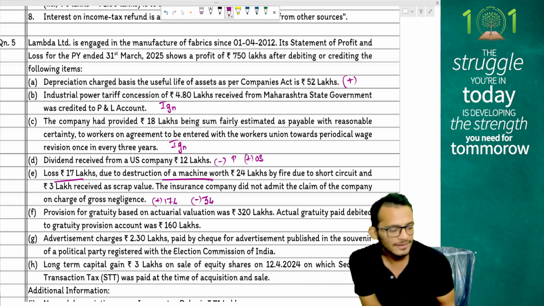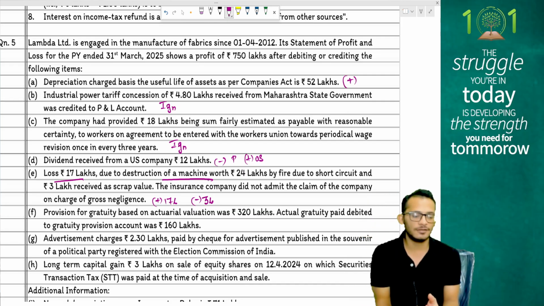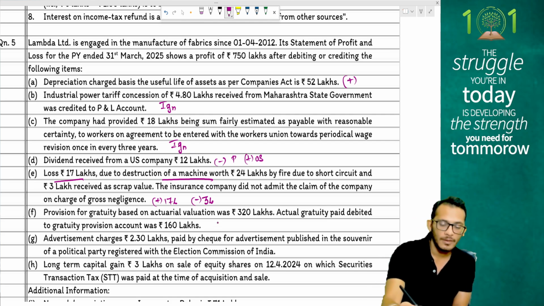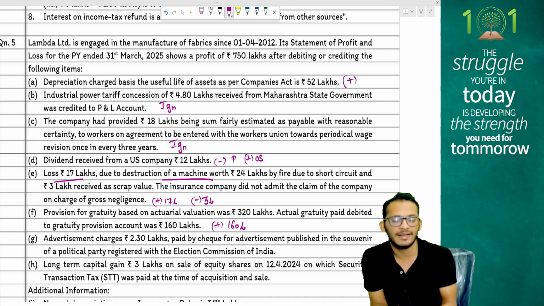Yes. Next, provision for gratuity is based on actual valuation of 320 lakhs. The actual gratuity paid is only 160 lakhs, same as earlier questions. We are doing 43B, therefore disallow 160 lakhs. Next.